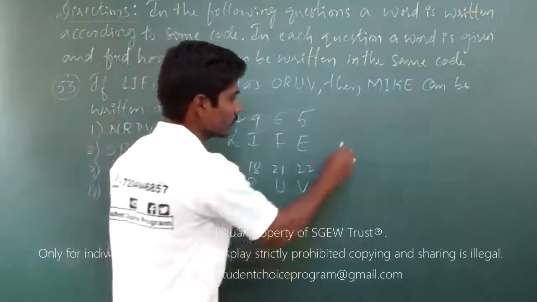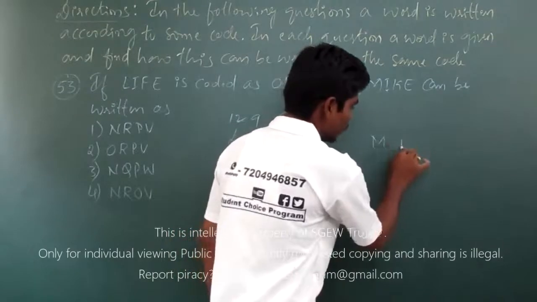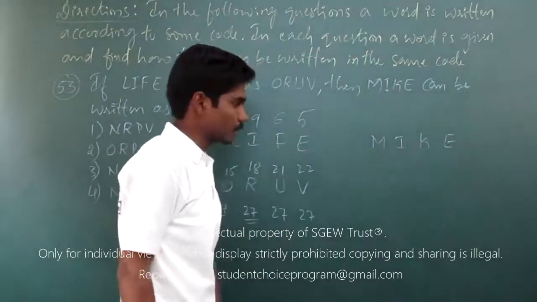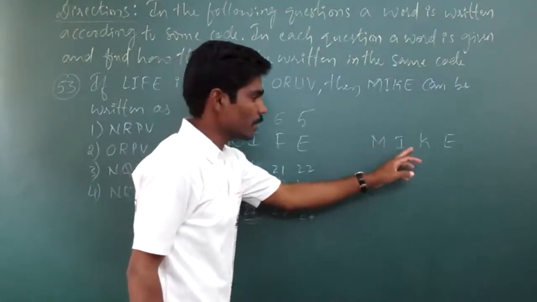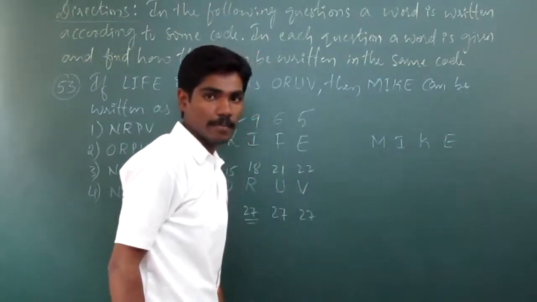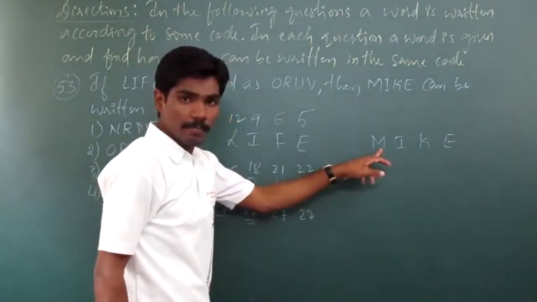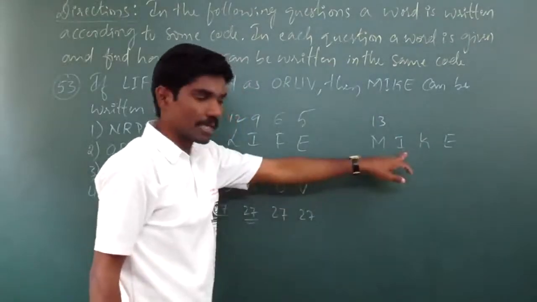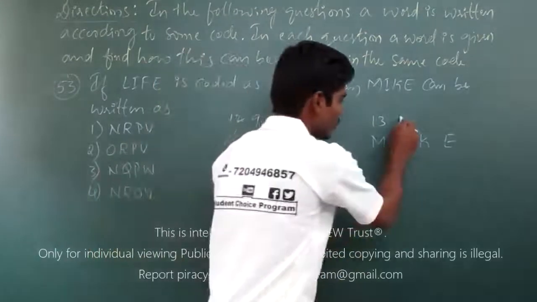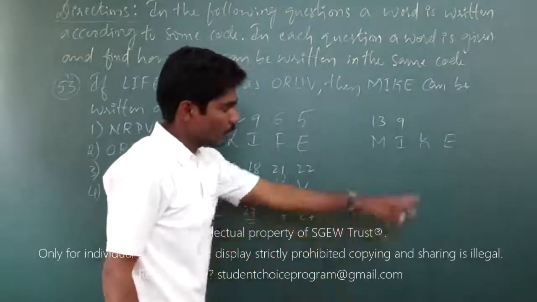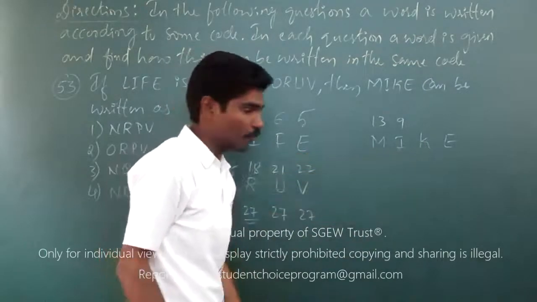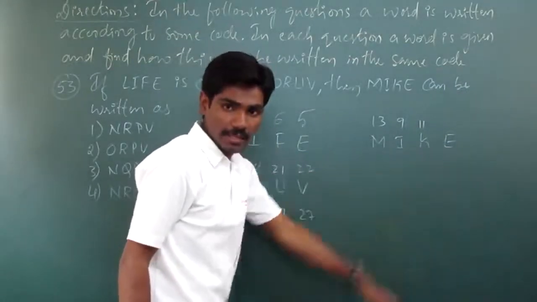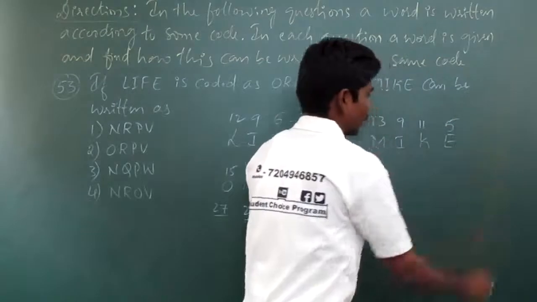Let me write MIKE first. M-I-K-E. Now what I will do? I will write the positions of the letters. Now what is the position of the letter M? Yes, it is 13. What is the position of the letter I? Yes, it is 9. What is the position of the letter K? Of course it is 11. And the position of the letter E is 5.